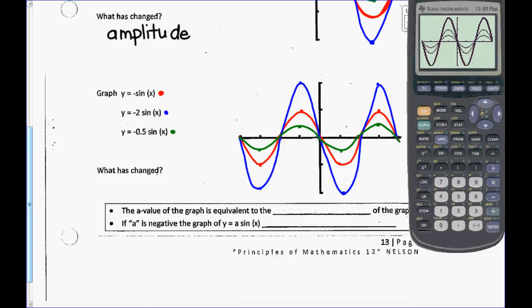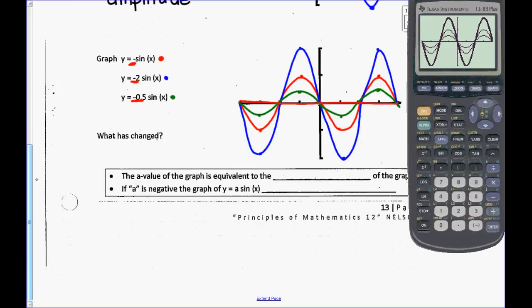So again, this A value, the number that we're multiplying sine by, did affect the amplitude, but when it was a negative number that we're multiplying sine by, it actually flipped the whole graph about that midline. Here's our midline, and it just took what was above and flipped it into the bottom, and what was below, it flipped up to the top.